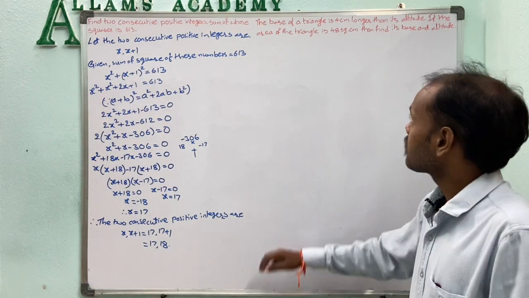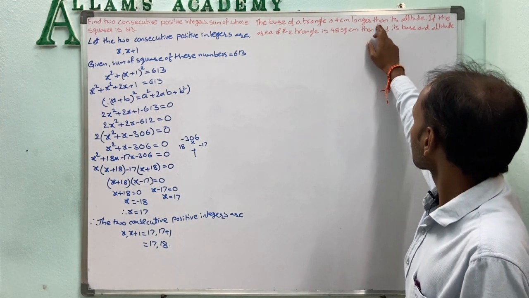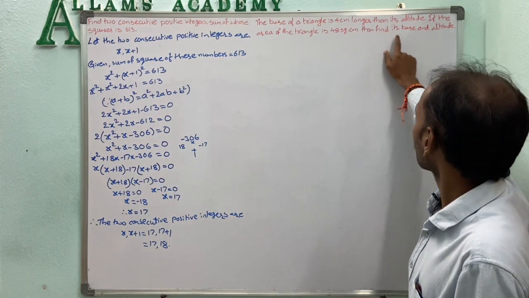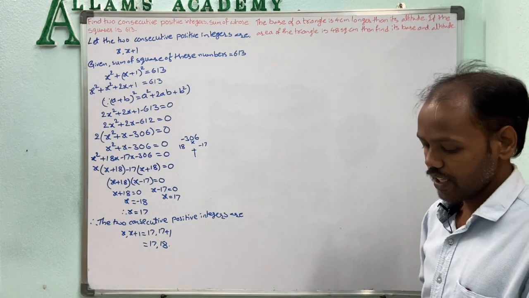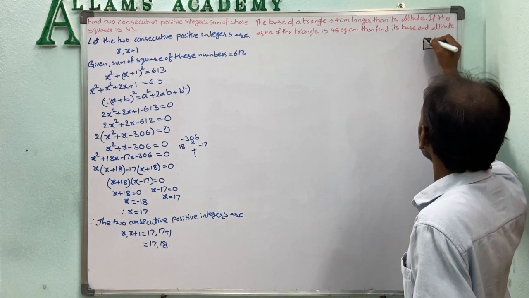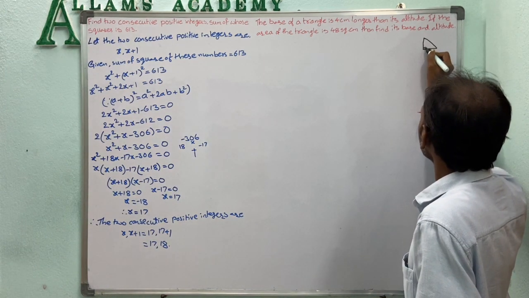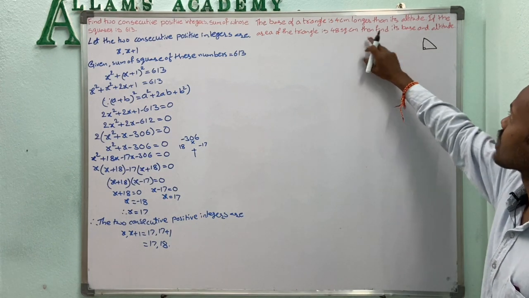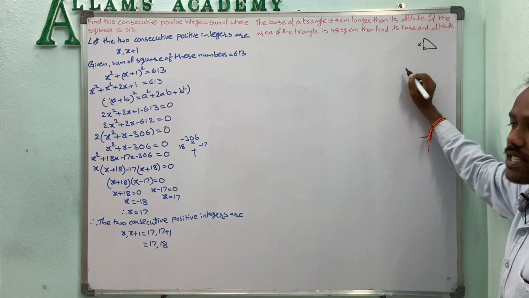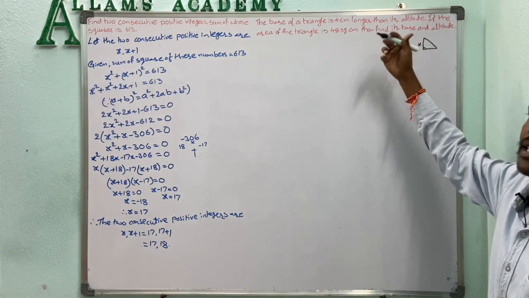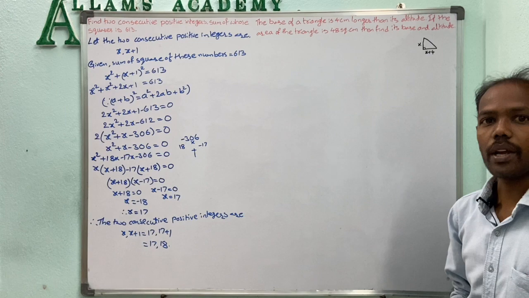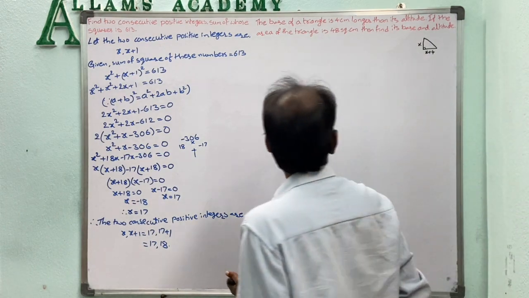And here the given problem: the base of a triangle is 4 centimeters longer than its altitude. If the area of the triangle is 48 square centimeters, then find its base and altitude. So here the given triangle is nothing but a right triangle. So for the right triangle, the base is 4 centimeters longer than its altitude. So if we take the altitude as x, then 4 centimeters longer, that is nothing but more, that means it is nothing but x plus 4. Okay. So x plus 4.